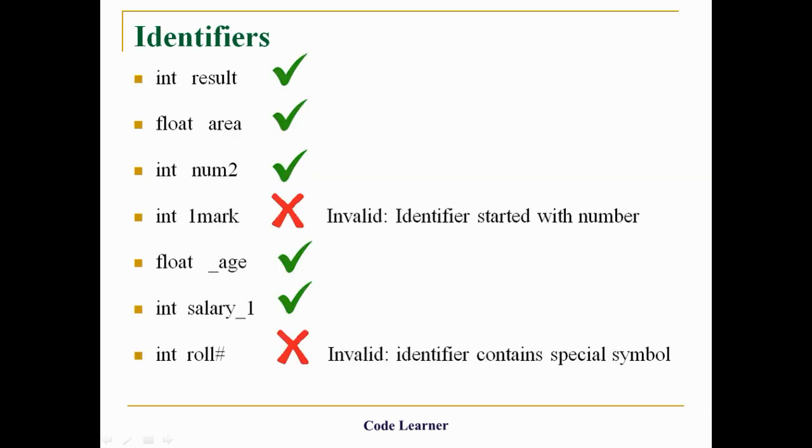In this slide, I have given some examples for valid and invalid identifiers. Here, the two identifiers which are invalid are int 1mark and int roll#. In the first case, the identifier name started with a number. The identifier should not start with a number, so that is invalid. In the second case, the identifier name contains the special symbol hash. The name should not contain special symbols like hash, dollar, curly brackets, etc. So these two are invalid statements. The rest of the statements are valid identifiers.